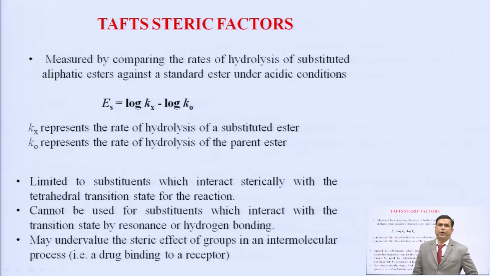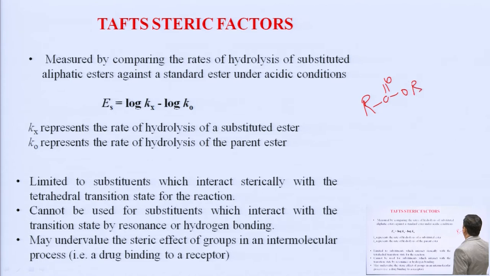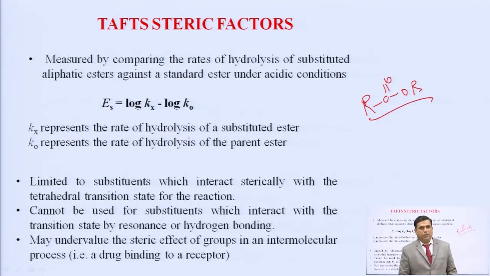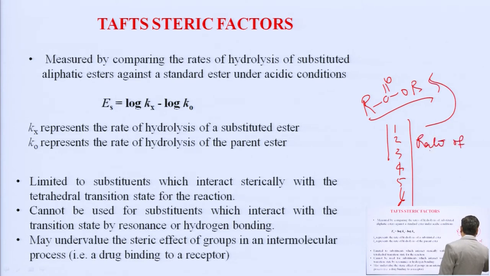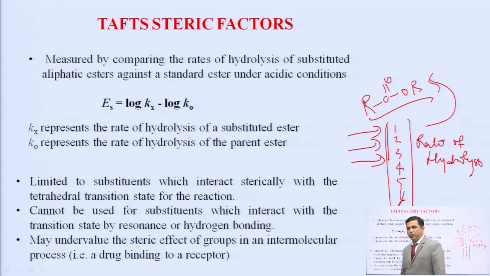So, how can we measure the Taft's steric factor? We can measure it by comparing the rate of hydrolysis of the substituted aliphatic ester, RCOOR, under acidic condition against the standard ester. So, we have to take one standard ester and then the derivatives of that particular ester, and we have to calculate the rate of hydrolysis. Suppose we have 10 molecules related to this. We have to calculate all the rates of hydrolysis and make a list of which compounds have higher or lower values.